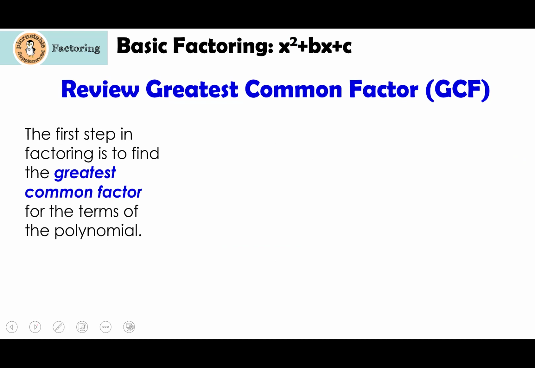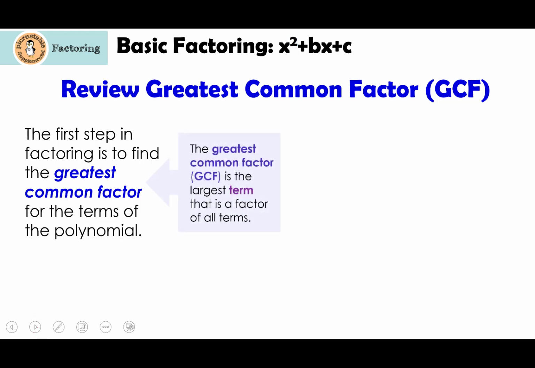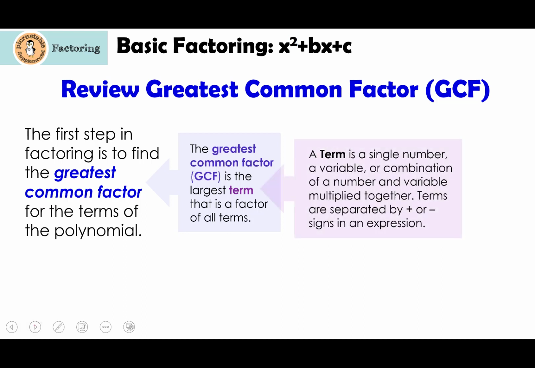The first step in factoring is to find the greatest common factor for the terms of the polynomial. So what is the greatest common factor? Well, the greatest common factor is the largest term that is a factor of all the terms. So I know your next question is, well, what is a term? A term is a single number, a variable, or a combination of a number and a variable multiplied together. Terms are separated by plus and minus signs in an expression.